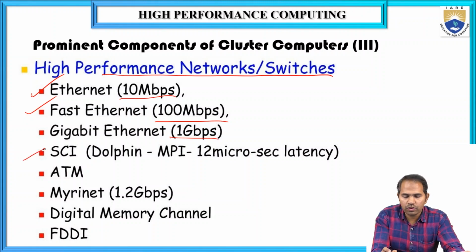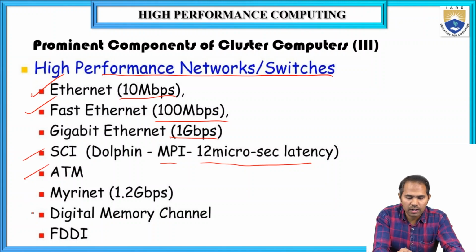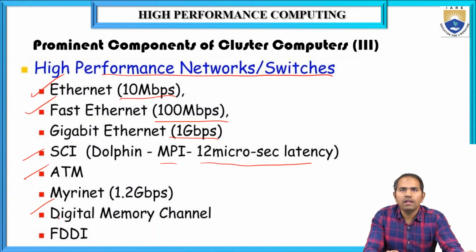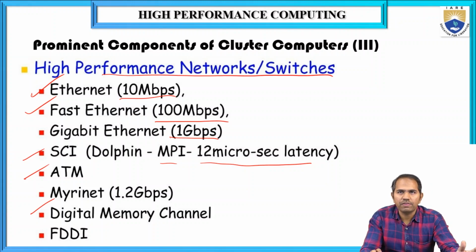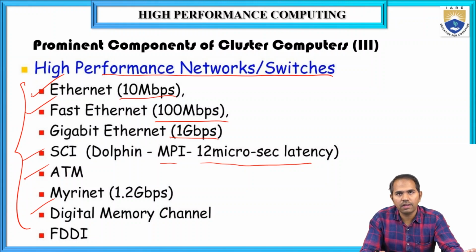Next, SCI, that will be Dolphin MPI with 12 microseconds latency, and ATM, Myrinet at 1.2 Gbps, and digital memory channel, FDDI. So these are all the high performance network switches that help in performing cluster computing. We use these networking components: Ethernet, fast Ethernet, gigabit Ethernet, SCI, ATM, Myrinet, digital memory channel, FDDI. These are all the things we consider as fast computing components of a cluster.